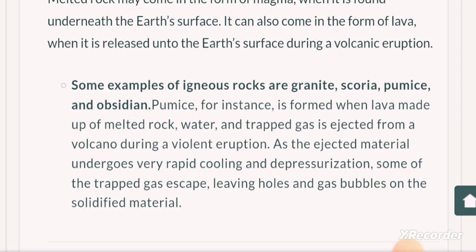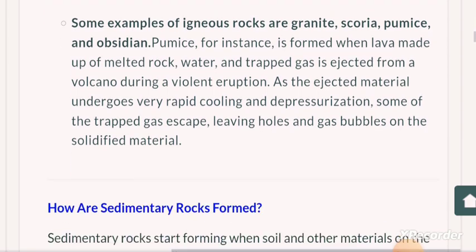obsidian. Pumice, for instance, is formed when lava made up of melted rock, water, and trapped gas is ejected from a volcano during violent eruptions. As the ejected material undergoes very rapid cooling and depressurization, some of the trapped gas escapes, leaving holes and gas bubbles in the solidified material.